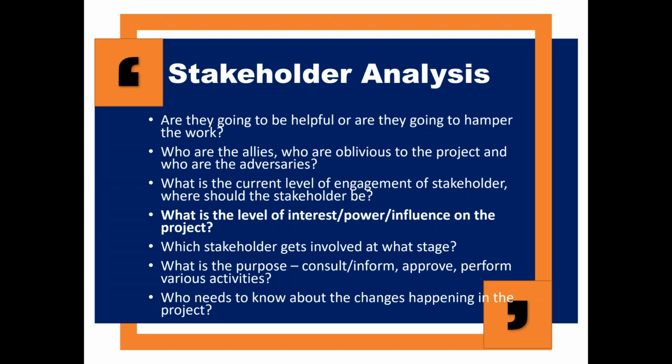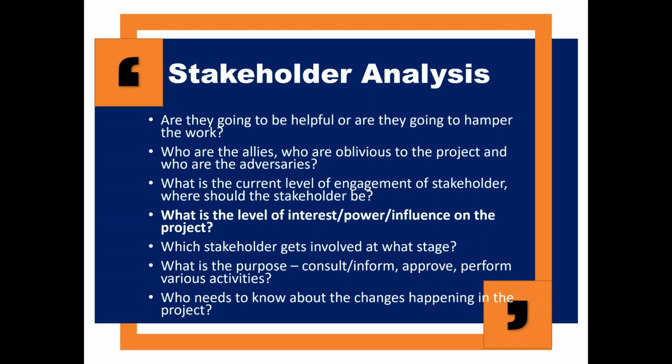We are talking about stakeholders. The stakeholders we want to identify, or we identified already, we analyze them to see if they are going to be helpful for the project or program or not. Who are our allies, who is oblivious to the project and doesn't know much about it, and who are the adversaries? Then we want to find out the current level of engagement of stakeholders. Where should the stakeholder be? How much do you want each stakeholder to be engaged?